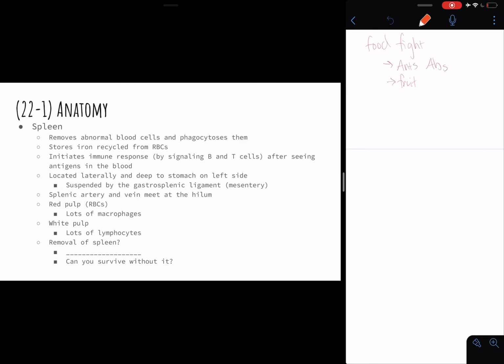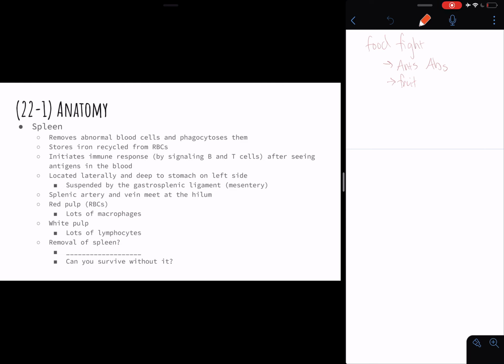It's also responsible for containing two different types of pulp, red pulp and white pulp. Red pulp is where we'll actually take care of those red blood cells. So that's why it's called red, because it looks red under the microscope. And that's due to the bilirubin buildup in there. And macrophages are going to initiate the process of breaking down those red blood cells.